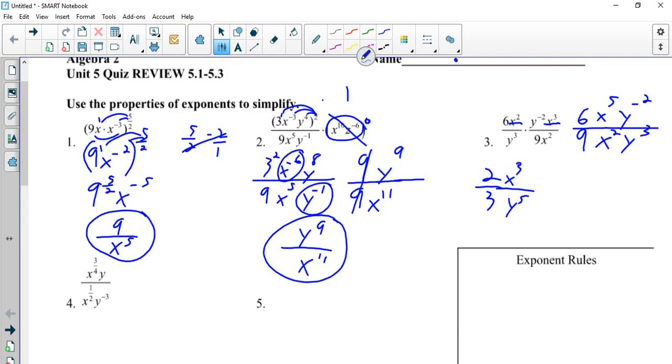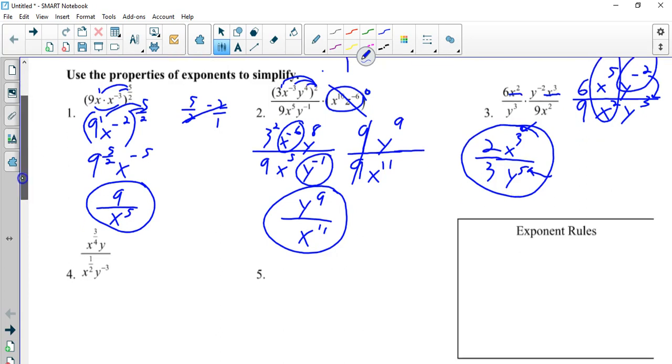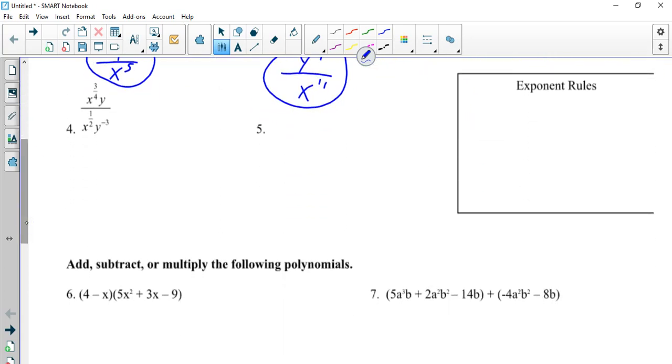The 6 and the 9 will reduce. I ask myself, where do I have more x's? The answer is on the top. How many more? 3 more. With the y's, these bad boys literally are going to move downstairs and give me y to the 5th. So, again, there's not one way to do this. Some are faster than others, but as long as you get there, no big deal.